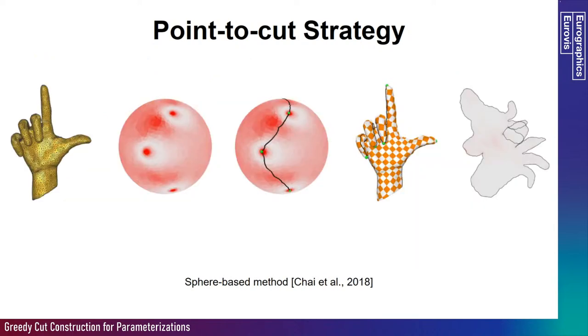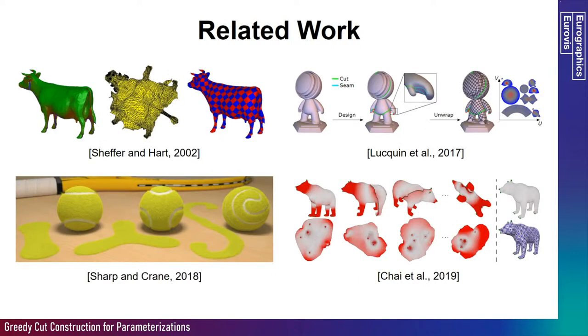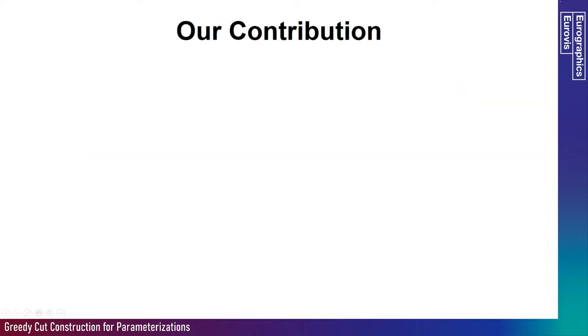Chai et al. use a hierarchical clustering method from spherical parameterization to locate the feature points, but sometimes the spherical parameterization may fail. In addition, some other methods based on high surface curvature, field variation or voting are also used to find a suitable cutting seam. These methods can usually get a result with low distortion, but the cut is often not short enough.